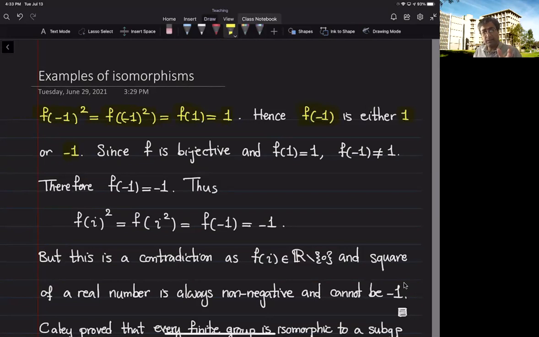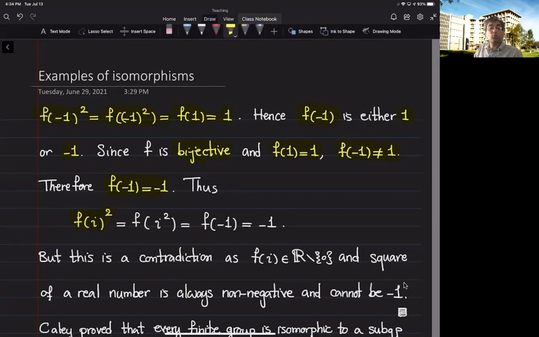But remember, f is a bijective map, a bijection, and f of 1 is 1. So f of -1 cannot be 1. It's bijective, f of 1 is 1, so f of -1 cannot be 1. It is either 1 or -1, so it should be -1. So f of -1 is -1. Okay.